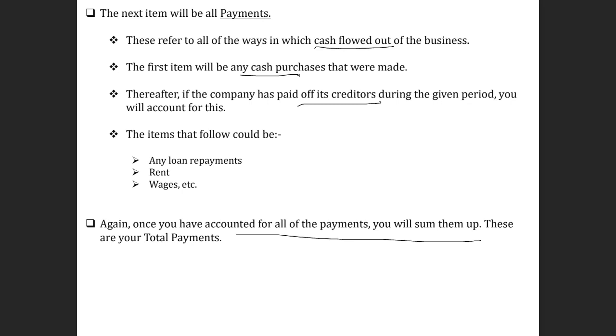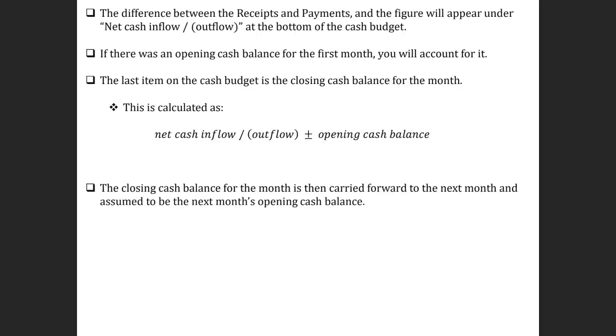Then you're going to work out the difference between your cash inflow and your cash outflow. And this is going to give you something called your net cash flow. So you can just label it net cash flow. You don't have to specifically say inflow or outflow. It'll just be your net cash flow. Once you have your net cash flow, you'll see that this is found towards the bottom of your cash budget. So net cash flow.